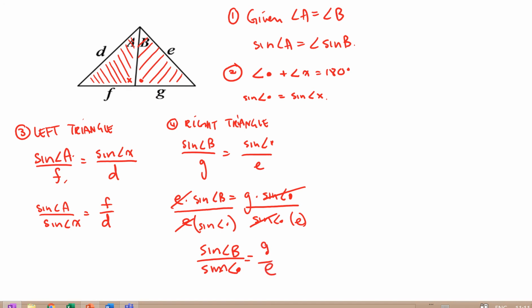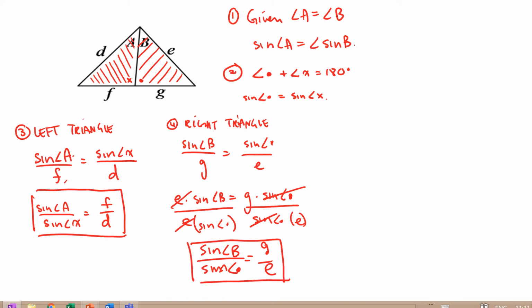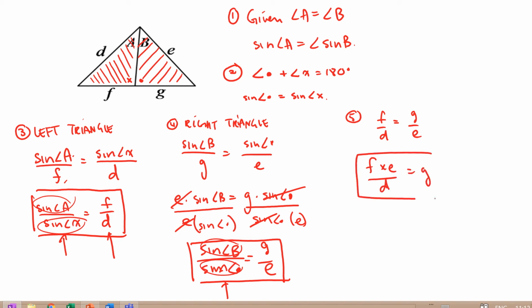So now you're down to these two equations, this one and that one. From before you know that sine of A and sine of B are the same, and sine of X is equal to sine of dot, so this ratio and this ratio are the same. Therefore you end up with F over D equal to G over E. Then multiply both sides by E, so F times E over D is equal to G. That's it.